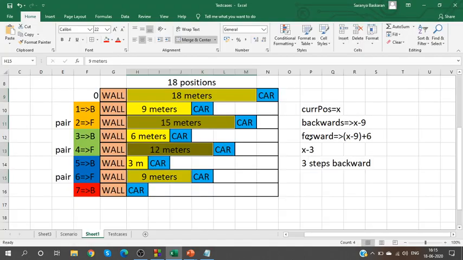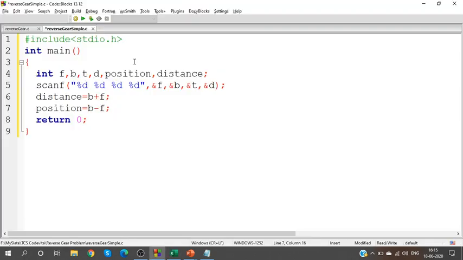I hope this is clear. This is the important point, guys. Once you understand this, the problem will be easy. So what happens is, position is nothing but the car movement at the end of each pair. How much does the car move? That is position. To come to that position, it would have moved forward and backward, right? So how much distance was traveled by the car? That is the distance. So I have the position and distance.